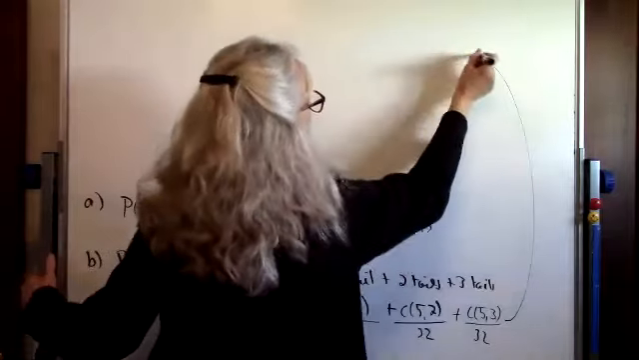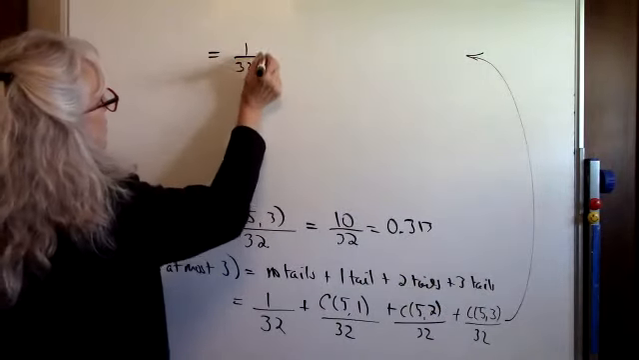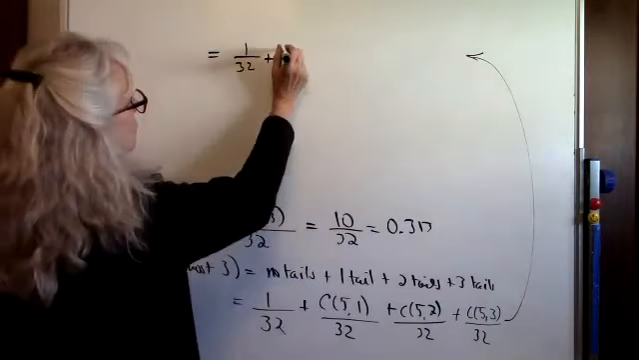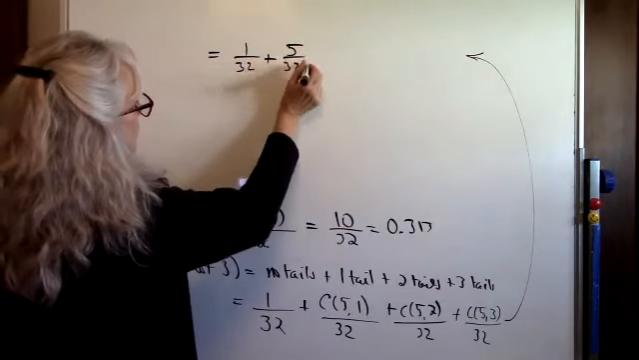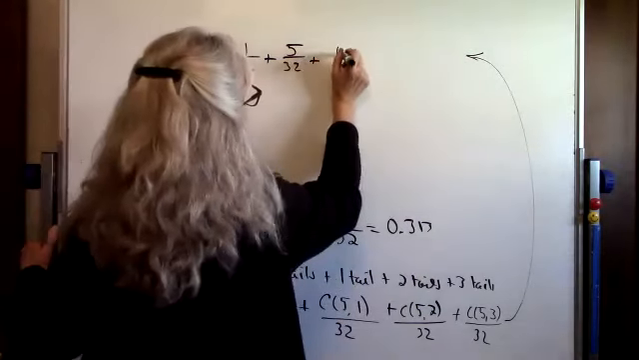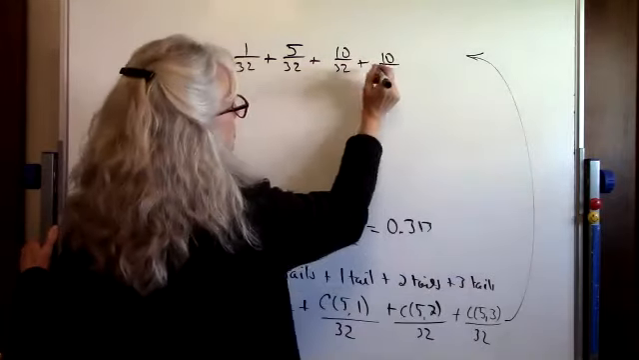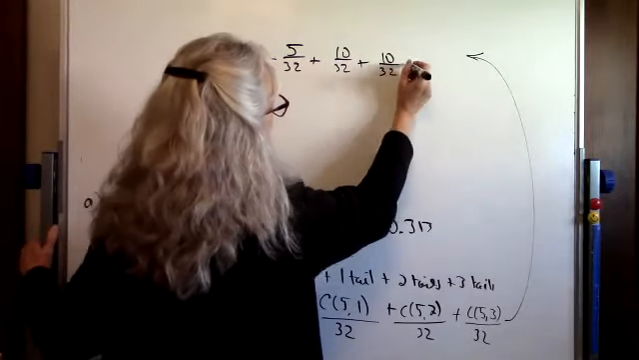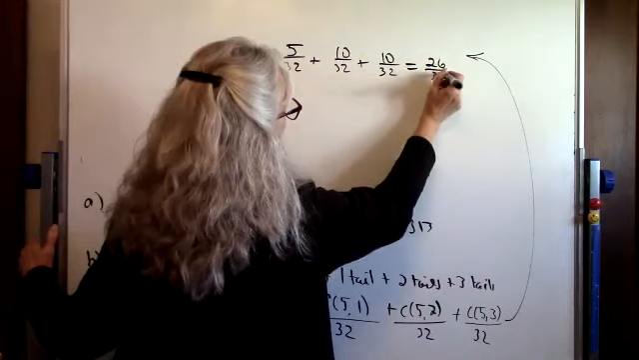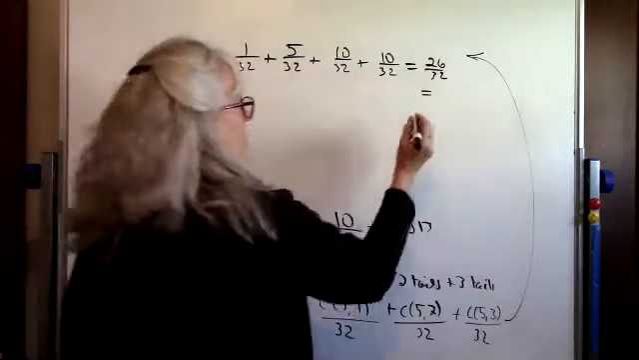Okay, so that's going to be equal to 1 out of 32. The combination of 5 choose 1 is 5 out of 32. The combination of 5 choose 2 turns out to be 10 out of 32. And then finally, we already knew that 5 choose 3 was 10 out of 32. So altogether, we have 26 out of 32. And if you want to make that into a decimal, that would be equivalent to 0.813.